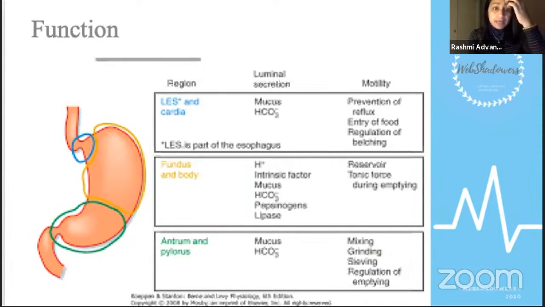And then the antrum and pylorus, again, you have secretion of bicarb, and that is really where all of the food starts mixing and grinding, and then that area regulates the emptying.